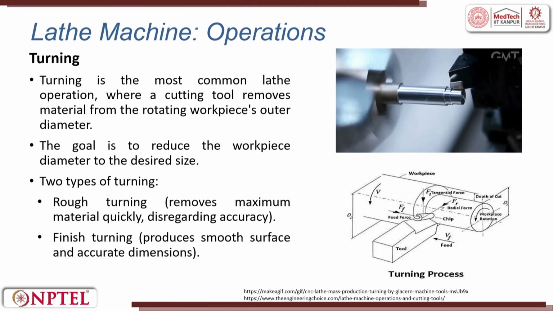So here we are going to talk about turning. Turning is an operation used to reduce the workpiece diameter to produce the desired shape. There are two types of turning: one is called rough turning, the other is called finish turning. In rough turning, we try to extract maximum material. The feed rates are higher and the depth of cut is higher.